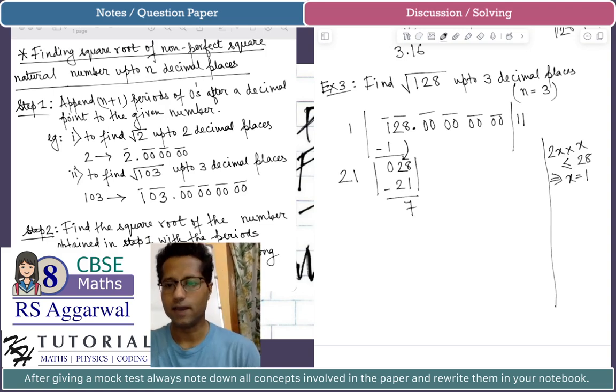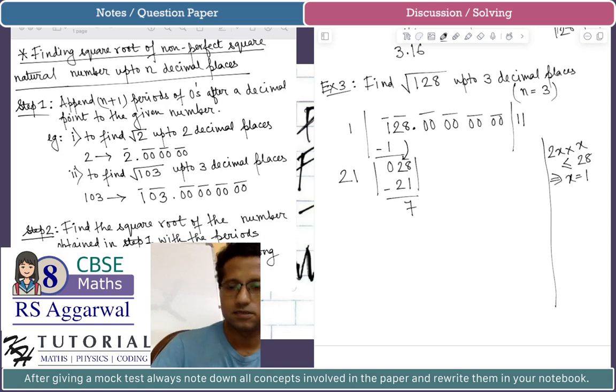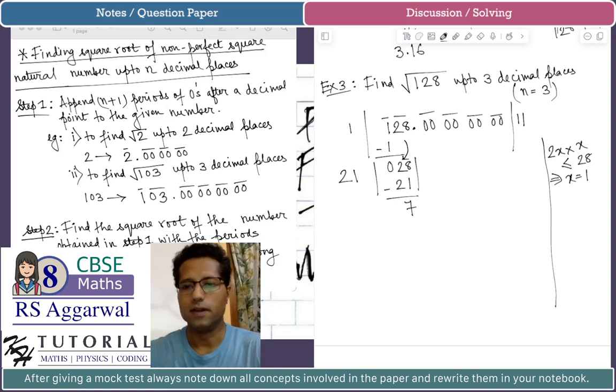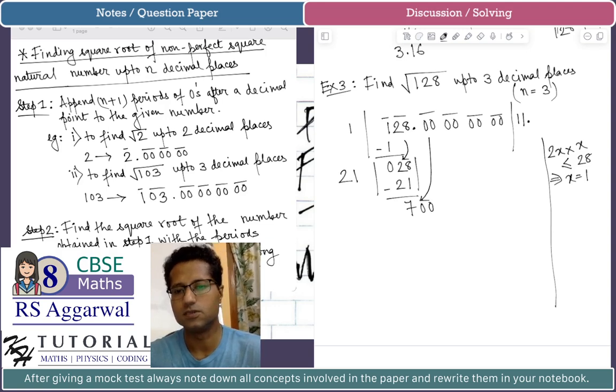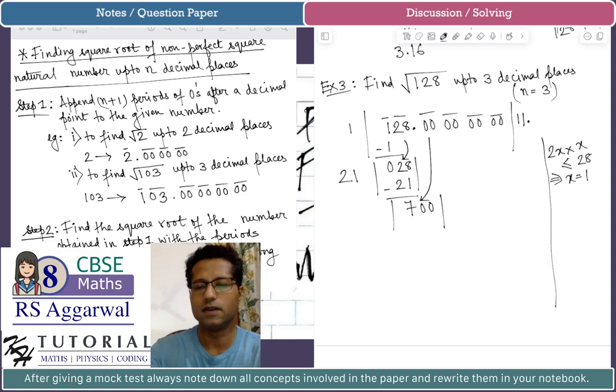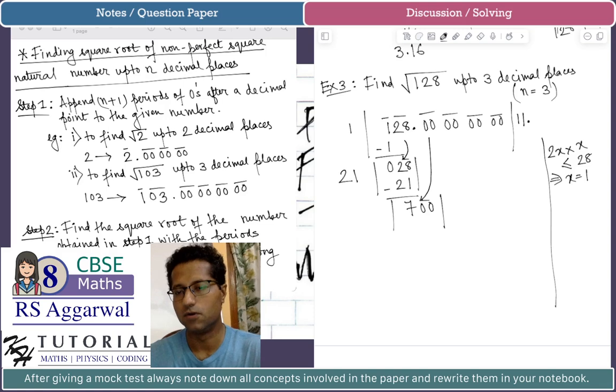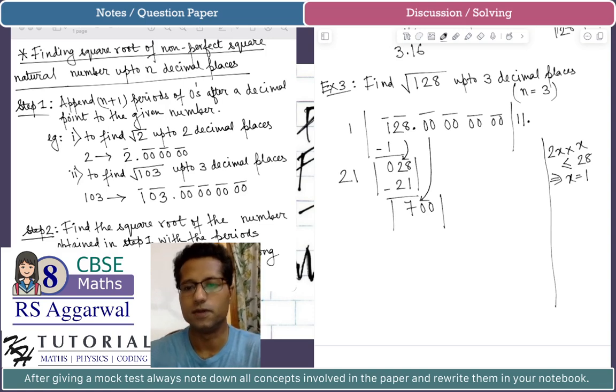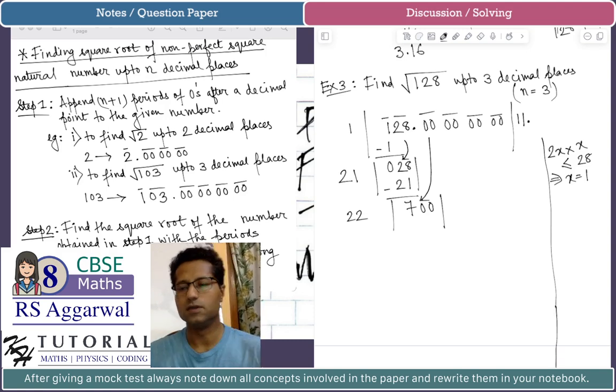Now at this point, we have exhausted all the digits before the decimal point. So we have to put the decimal point in the quotient. Now we have remainder 7. We will bring down the next period and append it to the remainder. That is, the remainder becomes 700, which becomes the next dividend. And what will be the partial divisor? Whatever the current quotient is, ignoring the decimal point, that is 11. 11 multiplied by 2 is 22. So 22. Now again, we proceed with the long division method.